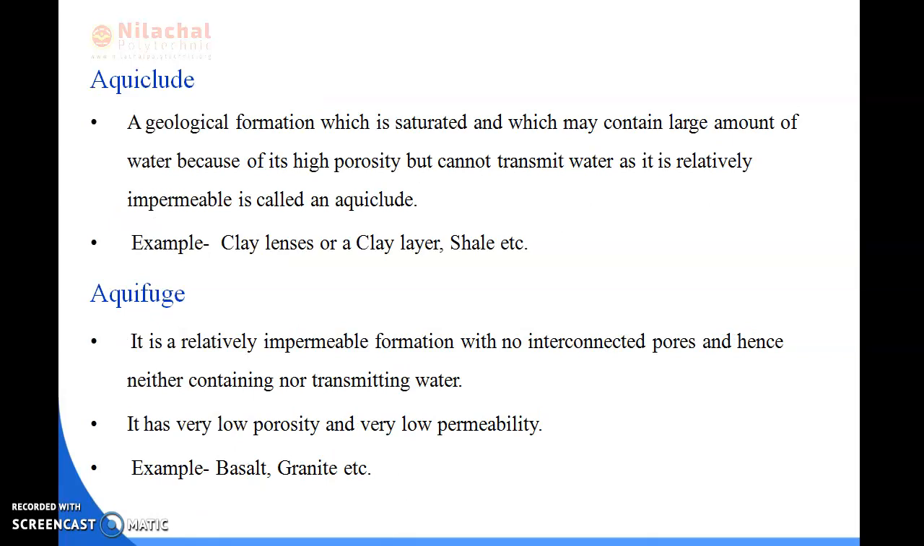Next is the aquiclude. It is a type of geological formation that is saturated and may contain a large amount of water because of its high porosity, but it cannot transmit the water as it is relatively impermeable. For example, clay and shale. Next is the aquifuge. It is a relatively impermeable formation with no interconnected pores, and hence it neither contains nor transmits water. It has low porosity and low permeability. For example, basalt and granite.